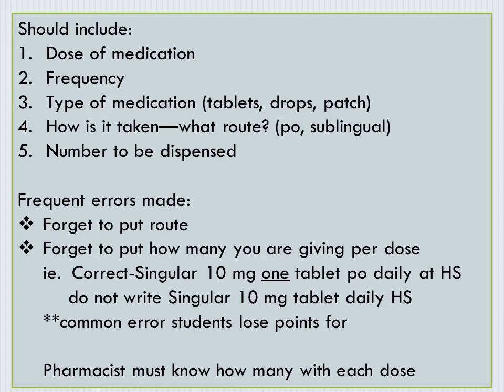So if you look at the example I've done here, the correct way to write for Singulair 10 milligrams would be 1 tablet PO daily at HS. You would not want to write it 10 milligram tablet daily HS. The pharmacist does not know how many tablets of the 10 milligram he's supposed to dispense with each dose, and to put that on the prescription bottle for the patient to know. So if you write Singulair 10 milligram tablet daily HS, he has no idea that you want 1 tablet, 5 tablets, 6 tablets. So be very clear: 1 tablet, 2 tablets, 3 tablets, however many daily, and the dose and the time you're giving it.